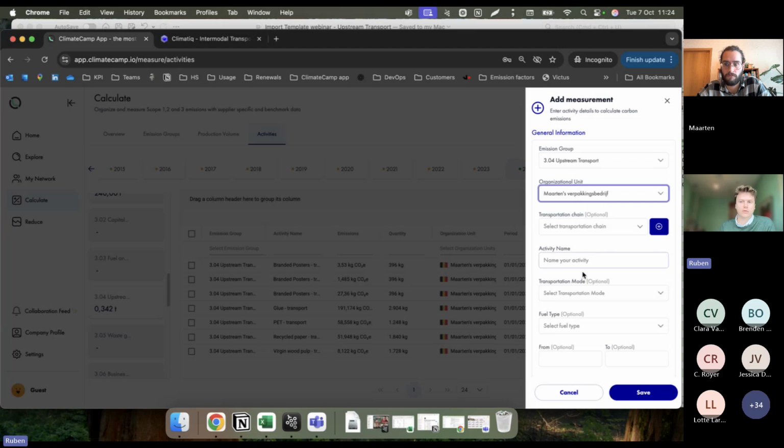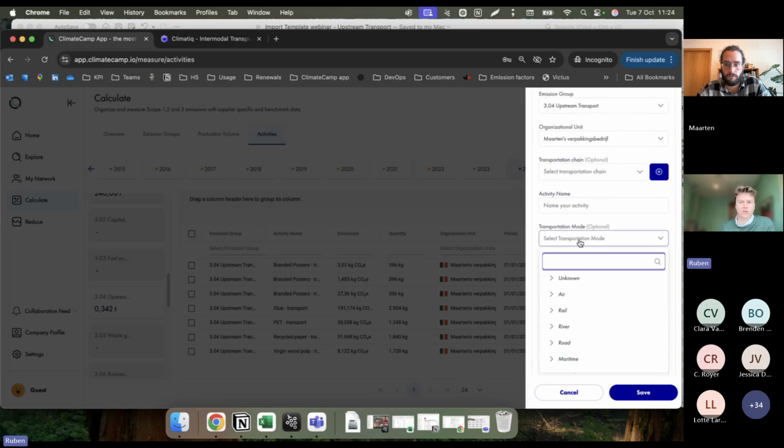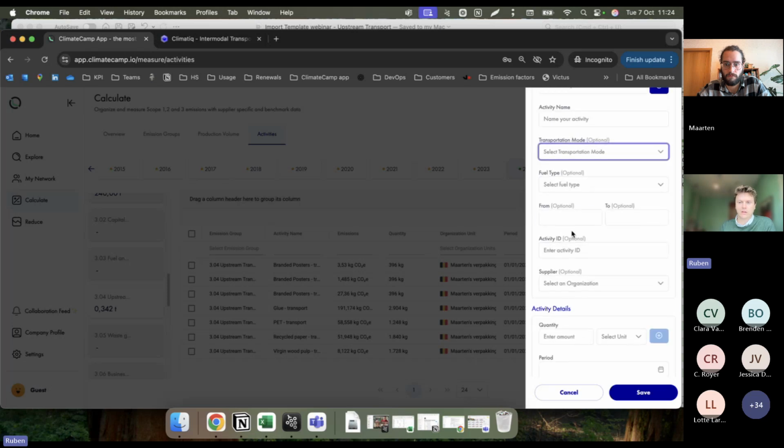It is then possible to give the transportation activity a name, indicate the transportation mode, which is of course critical to do the calculation. And then it's possible to enter a from and a to date location. Maybe also what's interesting or important to add, a lot of the data entry that is needed depends a bit on the data that you have available.